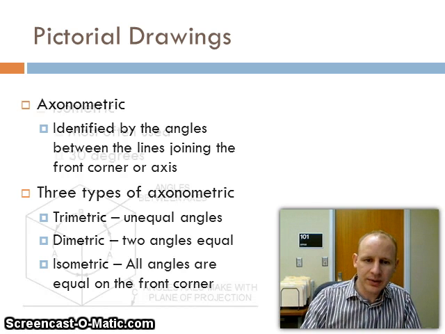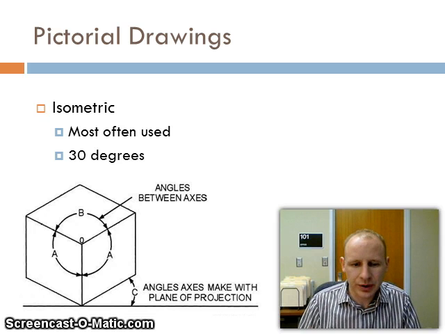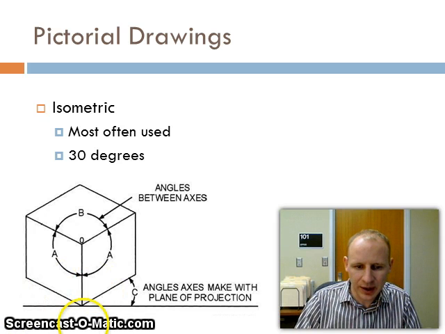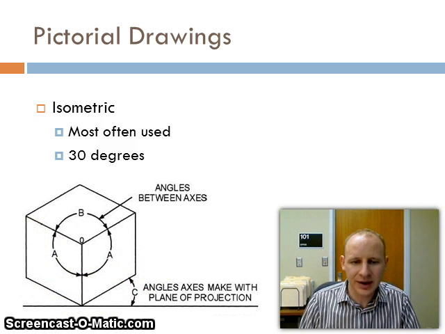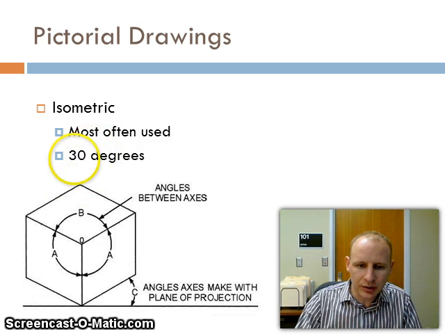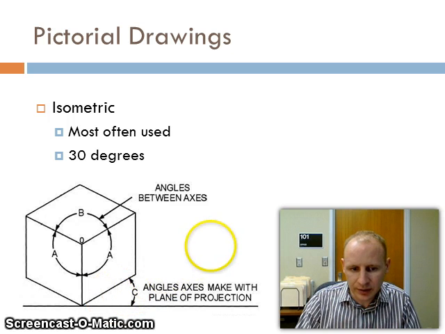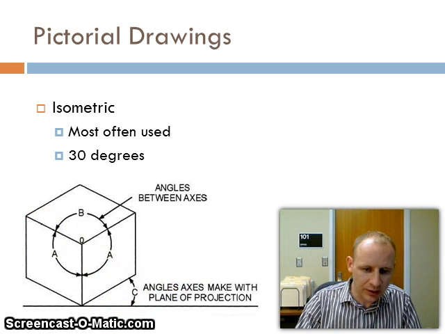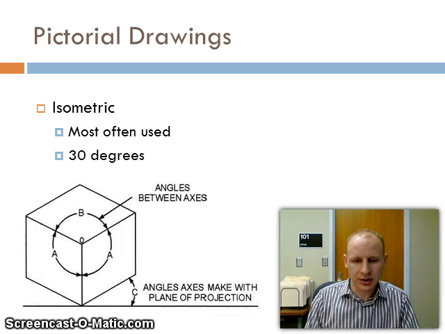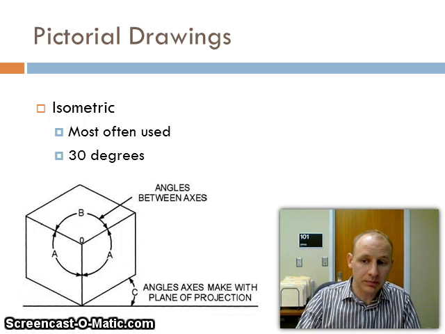So in the axonometric type of drawings, we rotate an object, and depending on where we put the front corner, the angles that we use off of that front corner are going to determine the type of axonometric drawing that it is. In the case of isometric, we use a 30-degree angle off the front corner to draw the width, or in this direction, the length of that particular object. And the other major angles on that object also follow along.